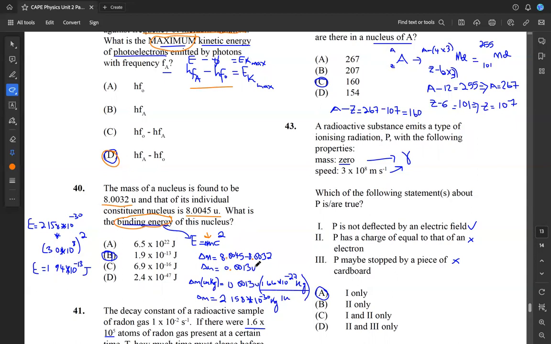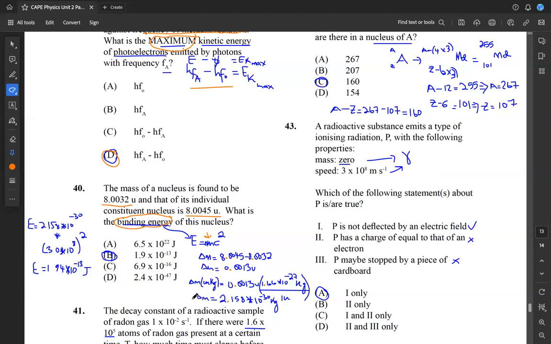0.0013 units, right? Now, the value of energy that they want us to get is in joules, and this is not an SI unit, so we have to convert this u to kilograms. To do that, we say delta M in kilograms is equal to the amount we got in units times 1.66 times 10 to the negative 27 kilograms, because that's the equivalent of 1 unit in kilograms. So we multiply those through, and we end up getting 2.158 times 10 to the negative 30 kilograms. So that's our delta M, right?